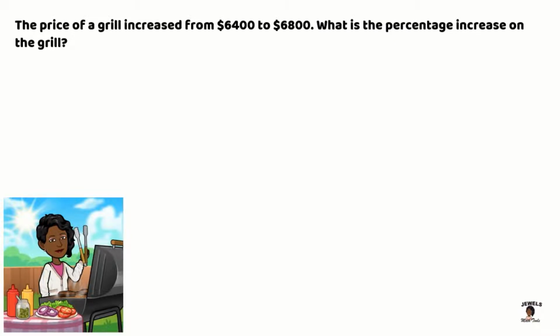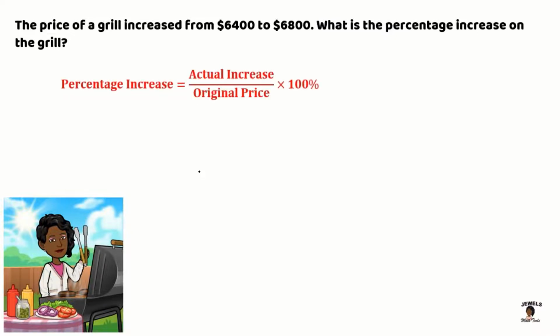So our question reads, the price of a grill increased from $6,400 to $6,800. What is the percentage increase on the grill? So again, we're looking back at our formula. We need to begin by first calculating our actual increase, and that's taking the price that it increased to, which is our $6,800, and we're subtracting our $6,400, which will equal an increase of $400.